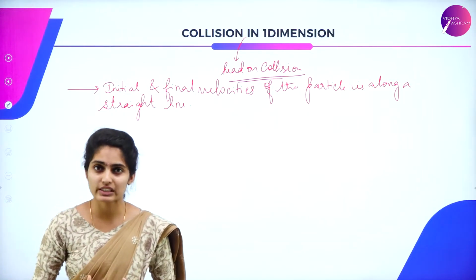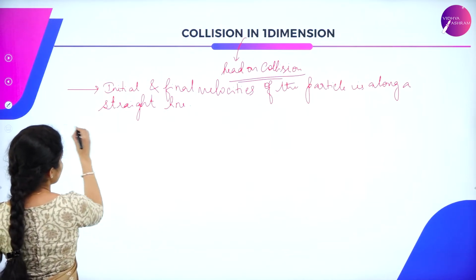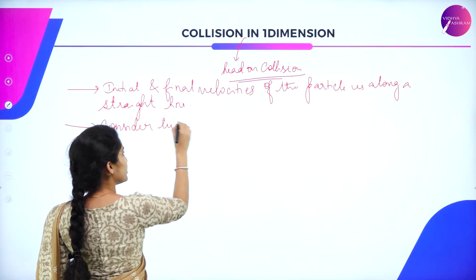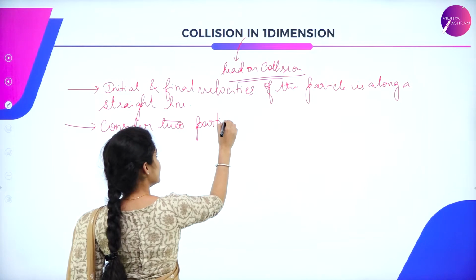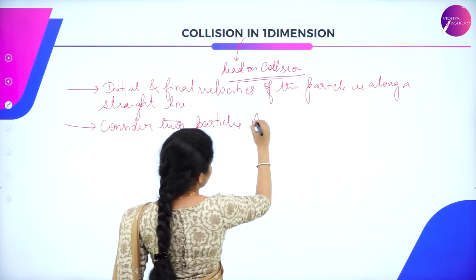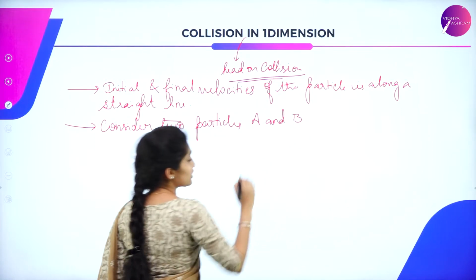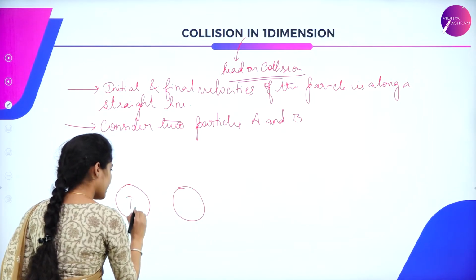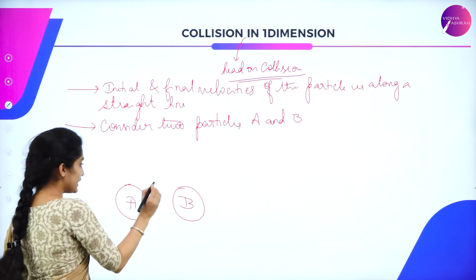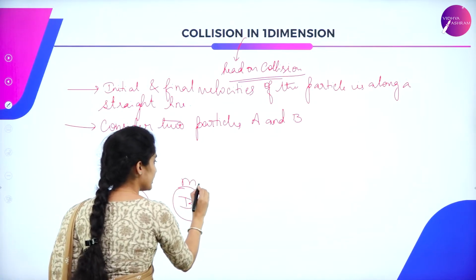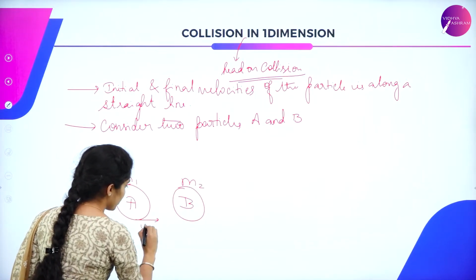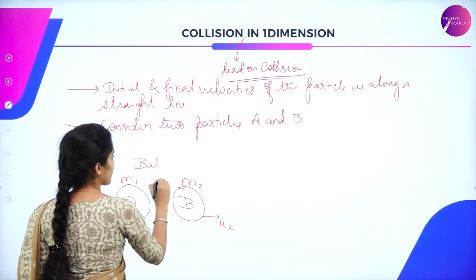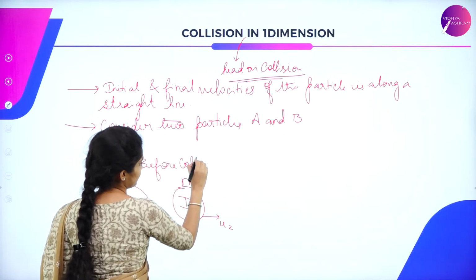Now, we will have to consider two particles, particle A and B. So, consider two particles A and B. Suppose you have got two particles over here, A and B. It is having certain masses m1 and m2, which are moving with initial velocities u1 and u2. So this event is taking place before collision.